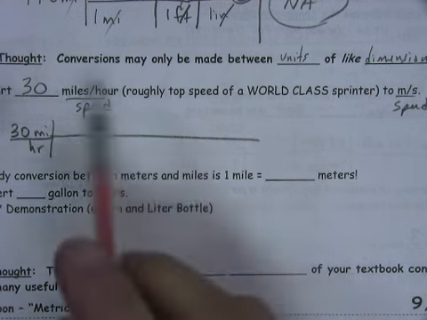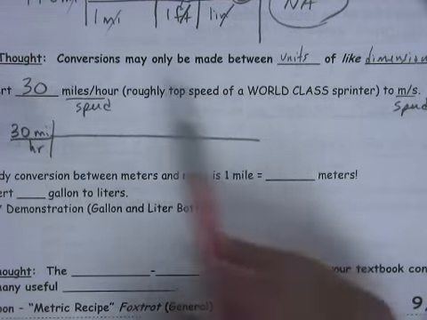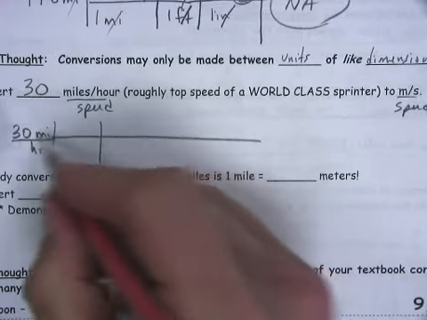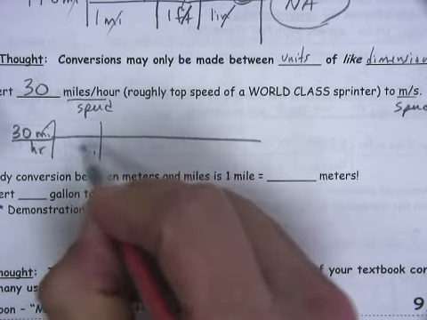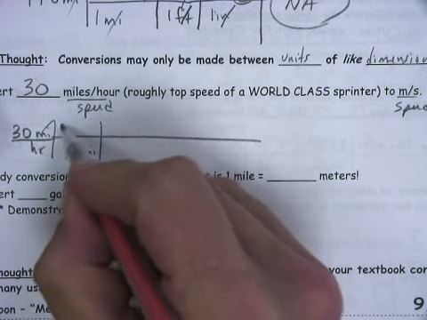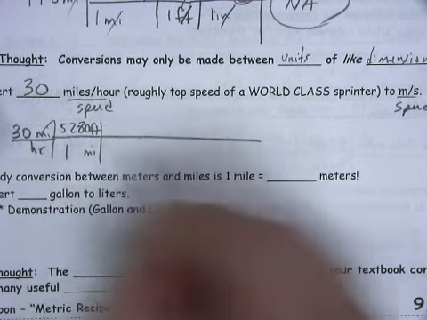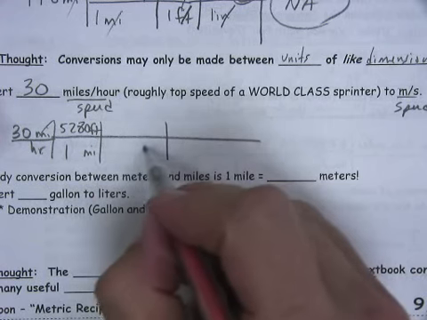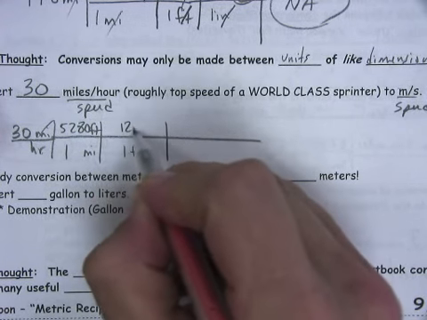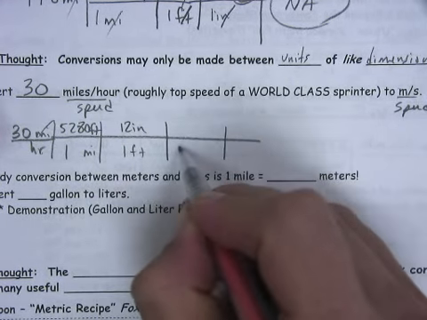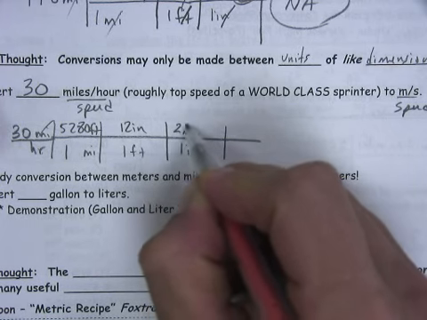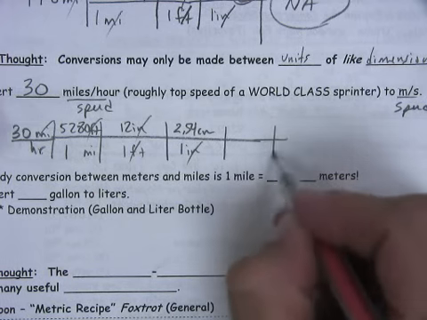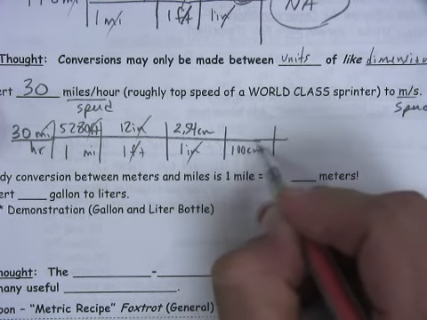So let's do the first one, which we know how to do: miles to meters. I'm going to ignore the hours for right now. Miles is on top, so I'm going to put miles on the bottom so I can cancel them out. 1 mile is 5,280 feet. I want to go to meters, and the only way to get there is through the hallway. 1 foot is 12 inches. Walk through the hallway: 1 inch is 2.54 centimeters. My feet cancel out, my inches cancel out, and there are 100 centimeters in 1 meter.